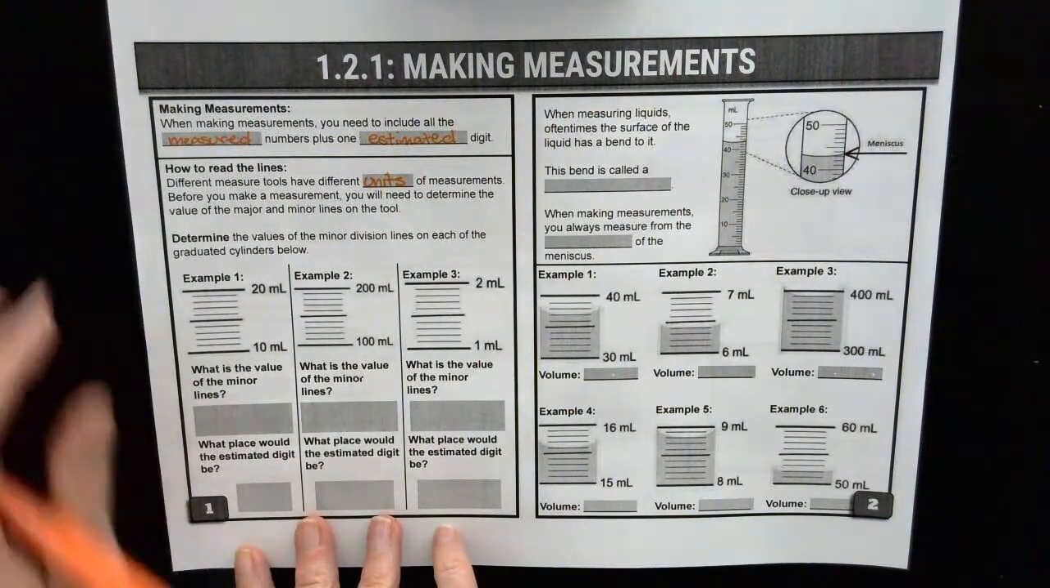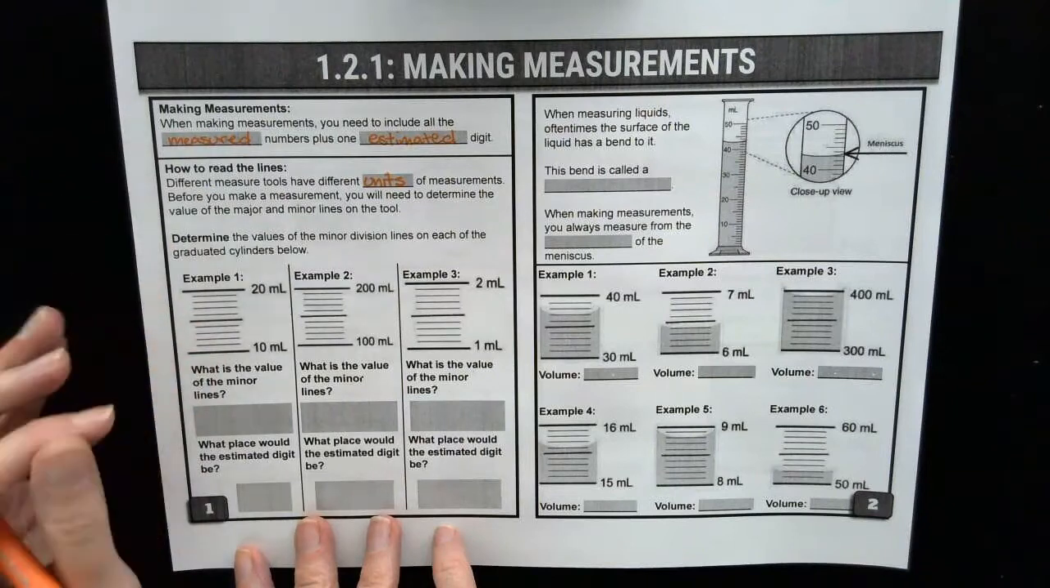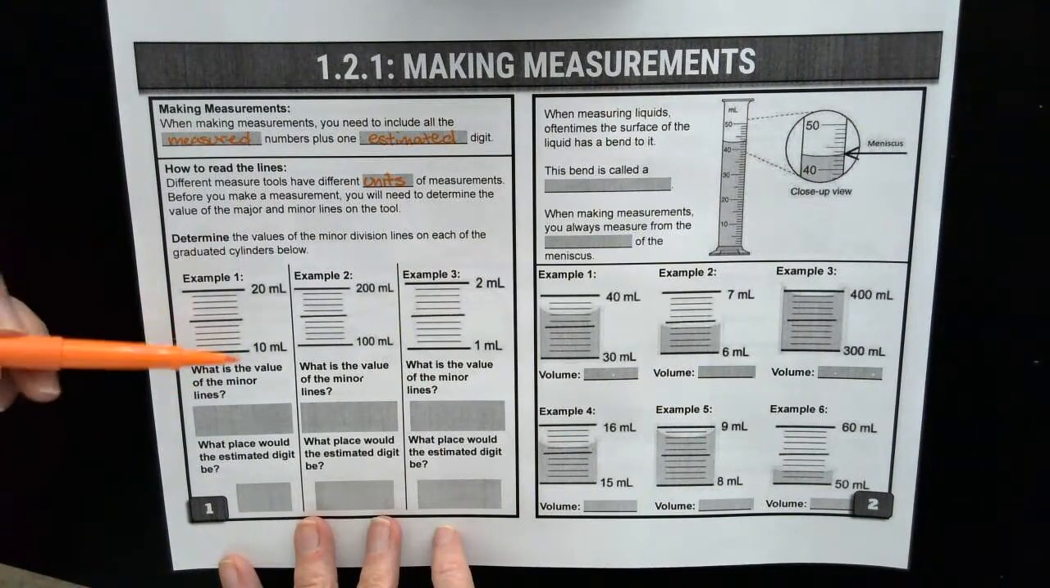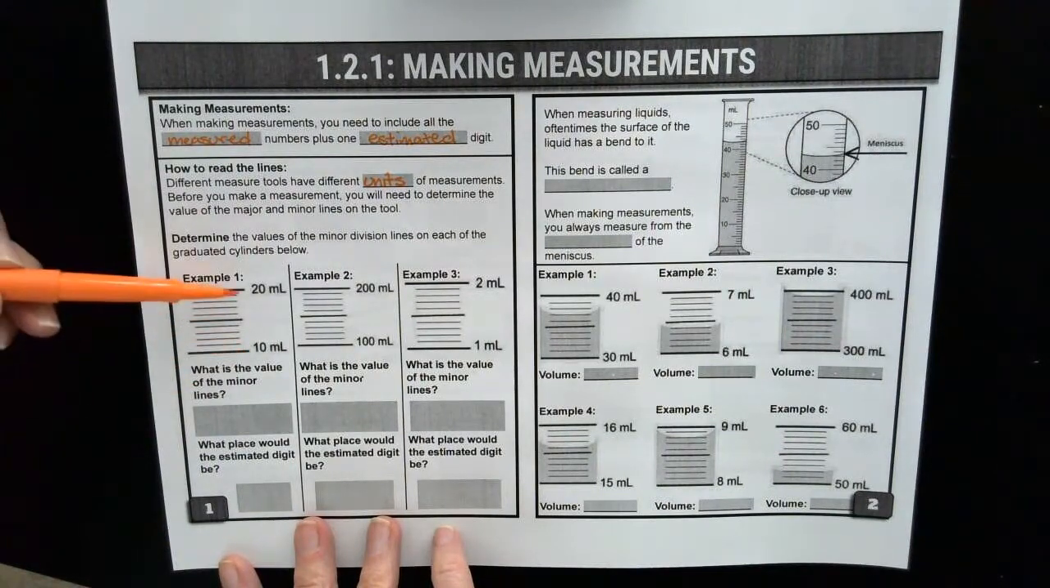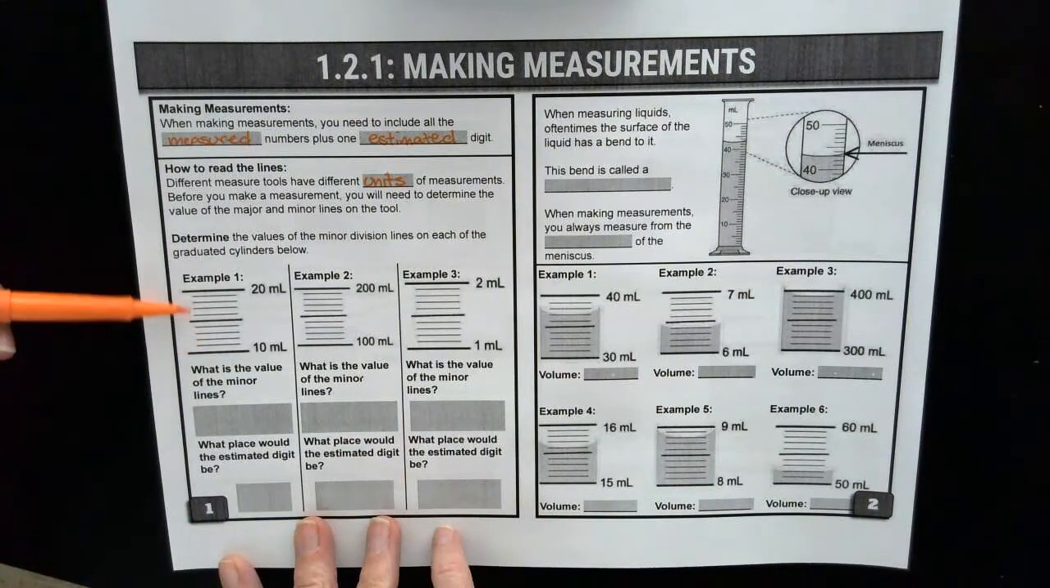Okay, so before you make a measurement, you will need to determine the value of the major lines and the minor lines in the tool. So we have more divisions on some than on others. If I take a look at this first example here, I see that this goes from 10 milliliters to 20 milliliters. So it says, what is the value of the minor lines? So the minor lines are these little guys here.